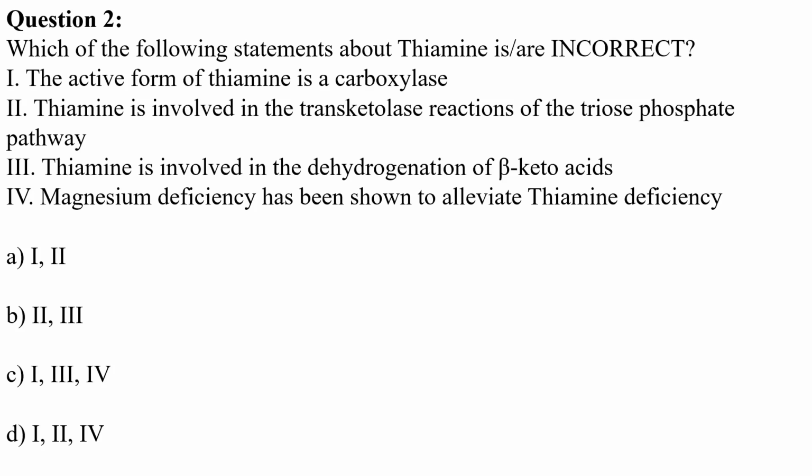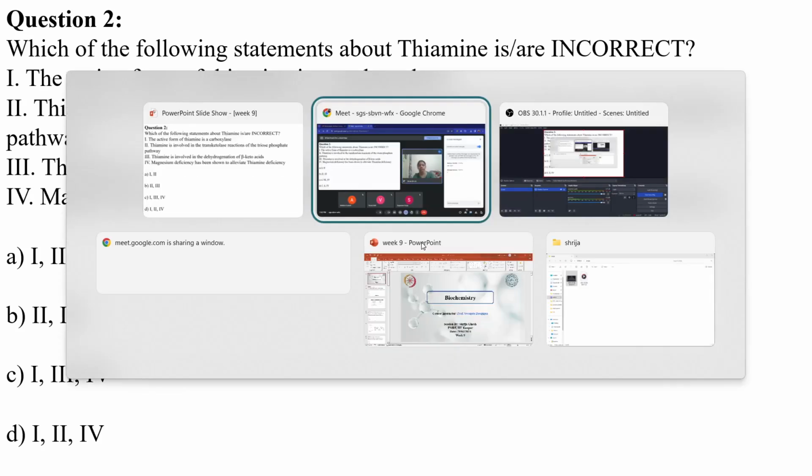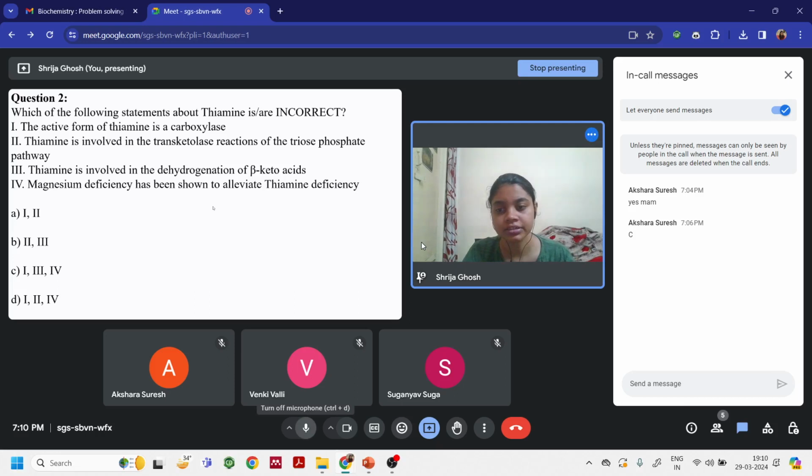So question number 2. Which of the following statements about thiamine is or are incorrect? The active form of thiamine is a carboxylase. Thiamine is involved in the transketolase reaction of the triose phosphate pathway. Thiamine is involved in the dehydrogenation of beta keto acids, and magnesium deficiency has been shown to elevate thiamine deficiency. So which of the following statements are incorrect? Now you have to find the incorrect statement about thiamine. Okay.